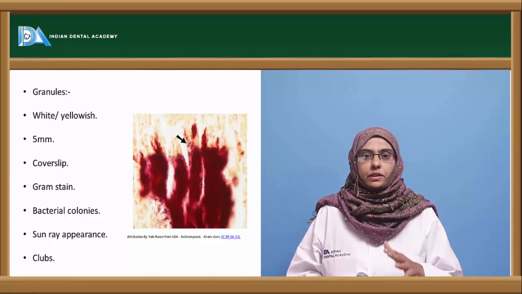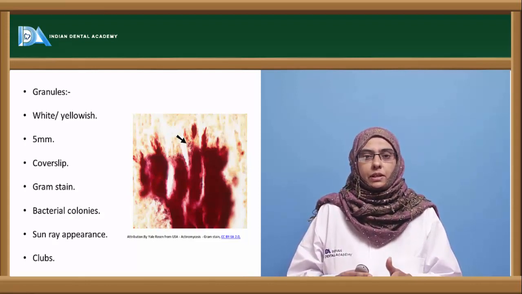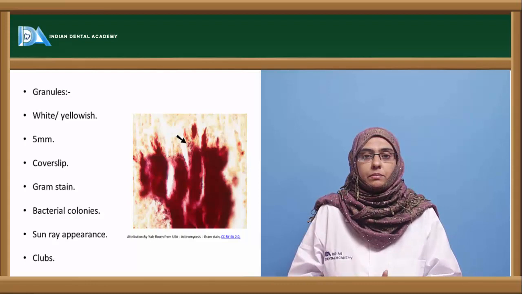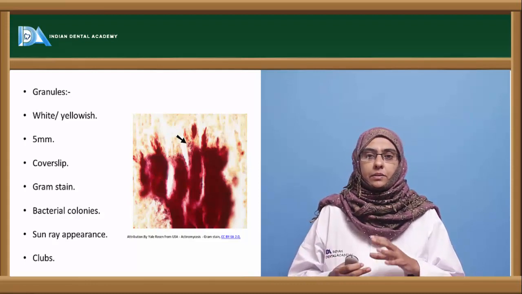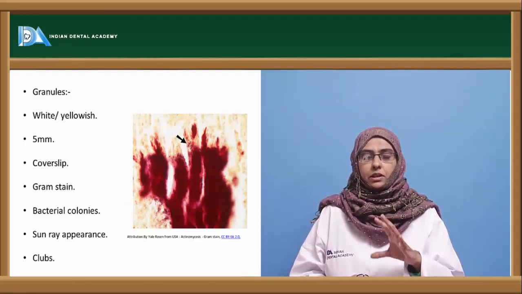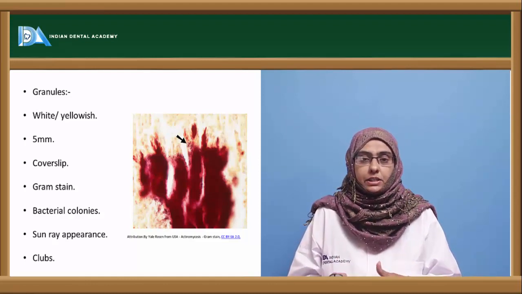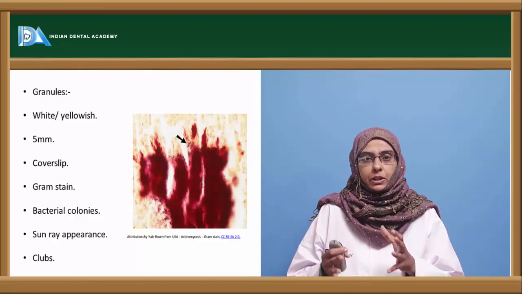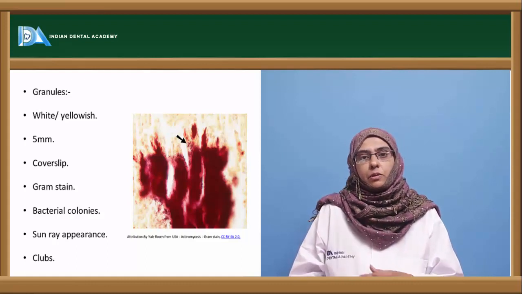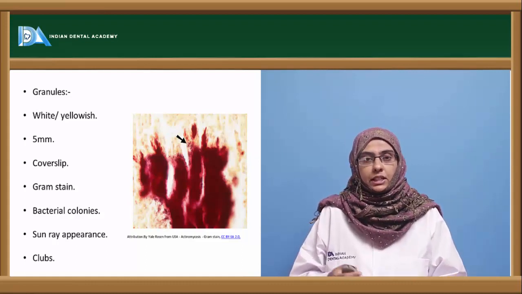The appearance of thin gram-positive filaments surrounded by club-shaped structures, which gives a sun ray-like appearance, is taken as a characteristic feature positive for actinomycosis.